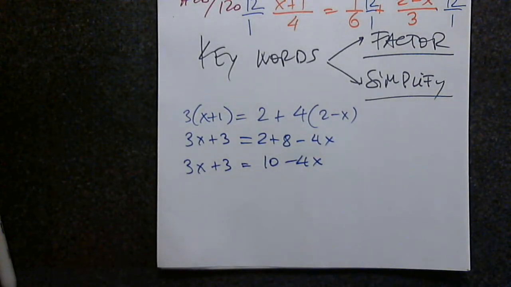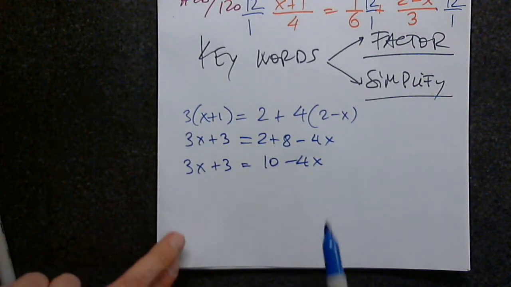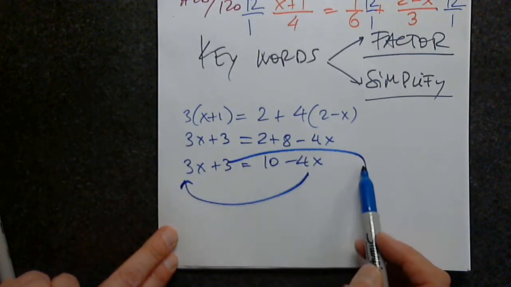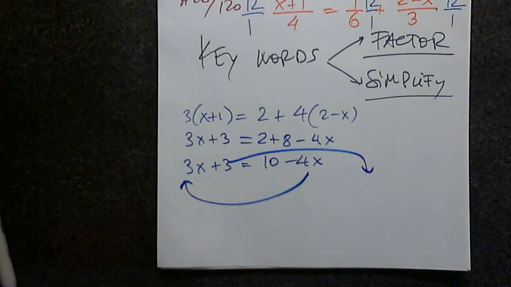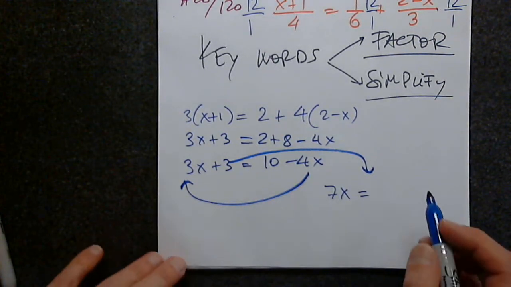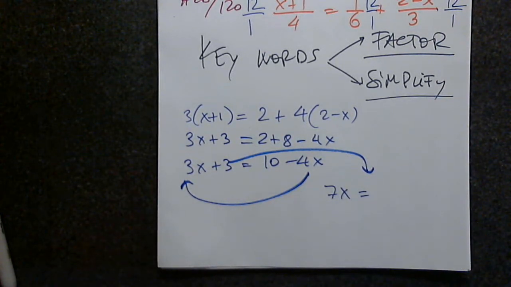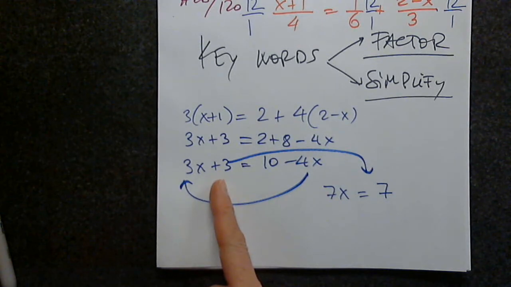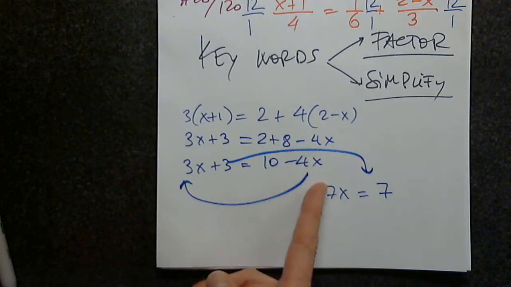If you prefer keeping the variable like I do on the left-hand side, then you will move this and you will move this. So please tell me what you have at this point. On the left-hand side, yes, we have 7x. I completely agree. And on the other side, careful. Oh, you moved that. Yes. So I move 3, which is positive, to the other side becomes negative, and 10 minus 3 is 7.